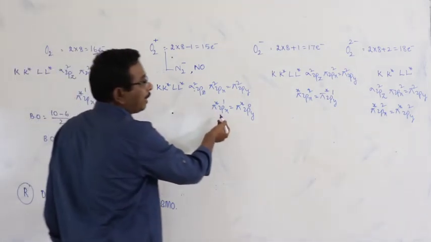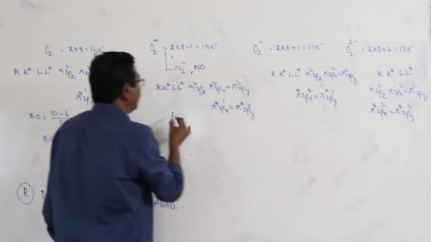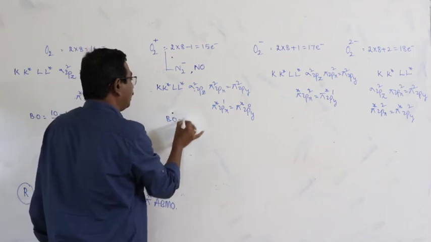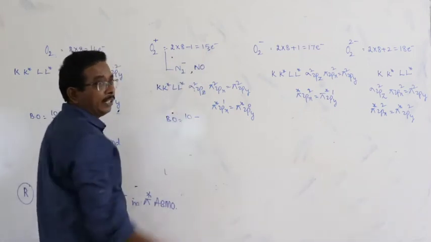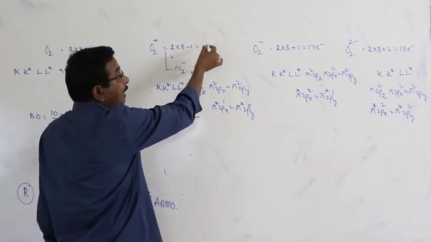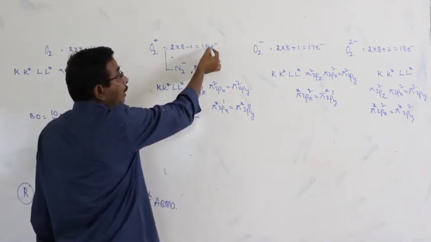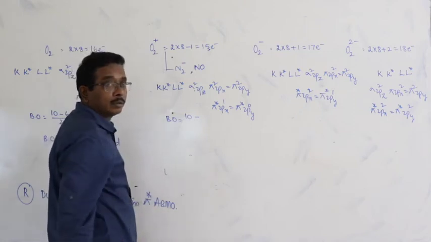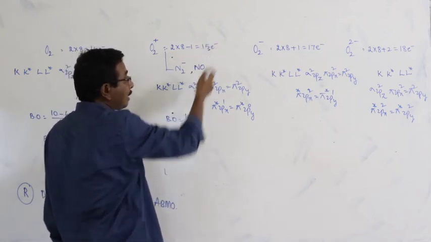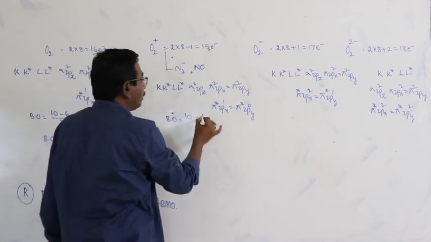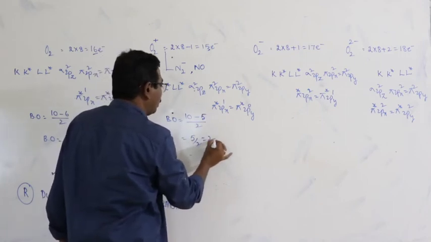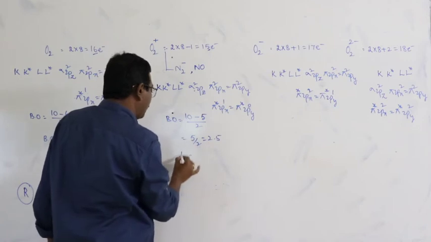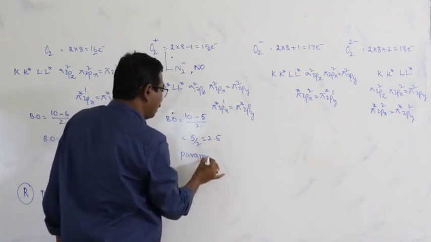This is also paramagnetic. Here bond order 10 minus. How many electrons are there? 15. How many electrons are greater than the number 10? 5. 5 electrons are greater than 10. 10 minus 5 by 2, that is equal to 5 by 2, which is 2.5. One unpaired electron. Paramagnetic.